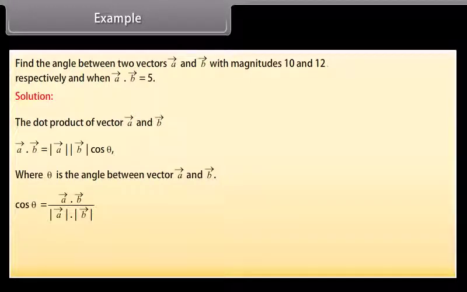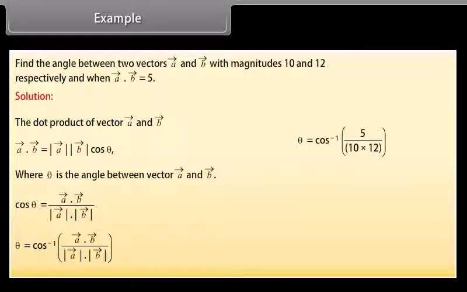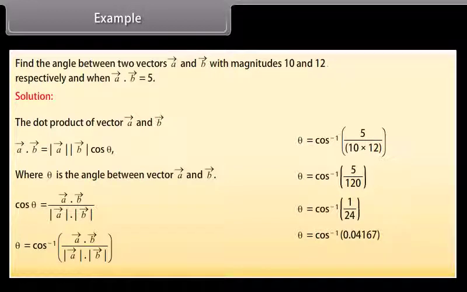Cos theta is equal to the dot product of vectors A and B divided by the magnitude of vector A into the magnitude of vector B. Theta equals cos inverse of the dot product of vectors A and B divided by the magnitude of vector A into the magnitude of vector B. Theta equals cos inverse 5 by 10 into 12. Theta equals cos inverse 5 by 120. Theta equals cos inverse 1 by 24. Theta equals cos inverse 0.04167. Theta is equal to 87.61 degrees.